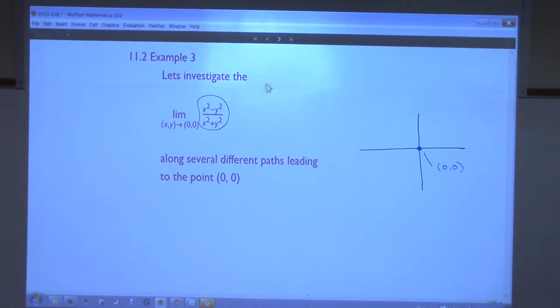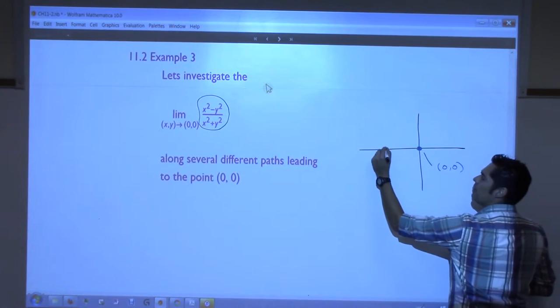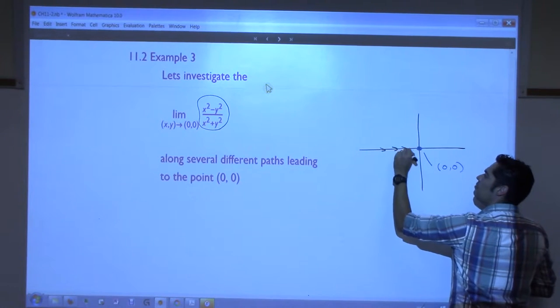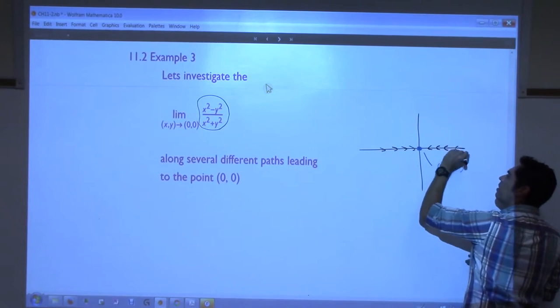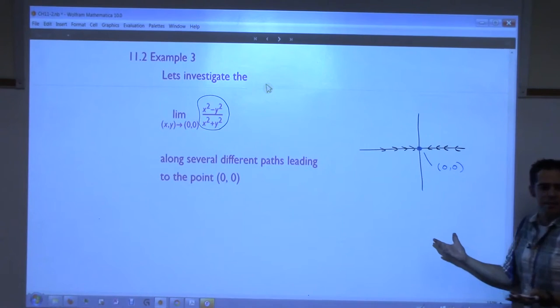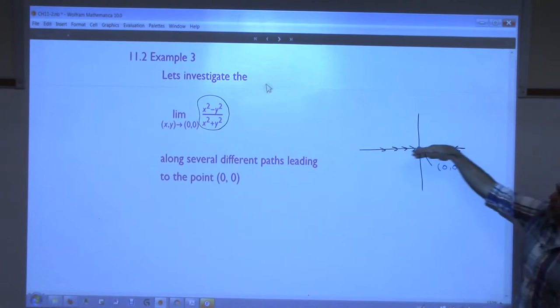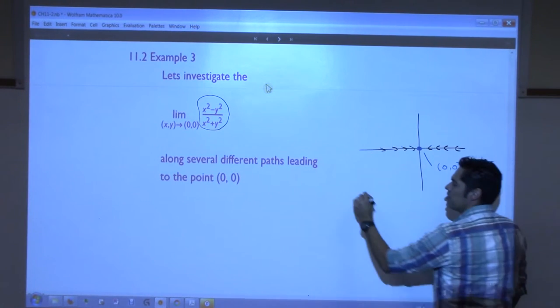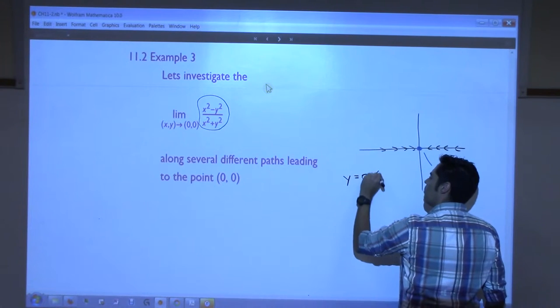Right? I'm approaching 0, 0. And one path we really like is the x-axis, like back in Cal 1. Let's come in along the left and right-hand sides like this. Okay, so we're going to come in like this. That's a path, isn't it? And that line that I'm coming in on is actually the line y equals 0, which is the x-axis.